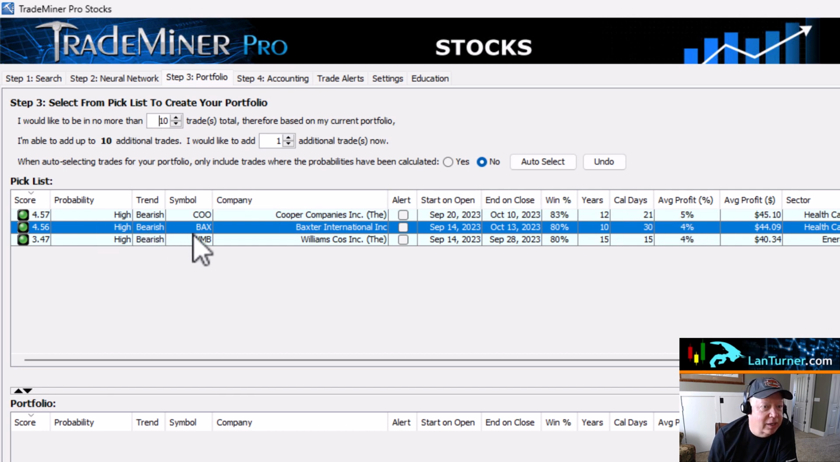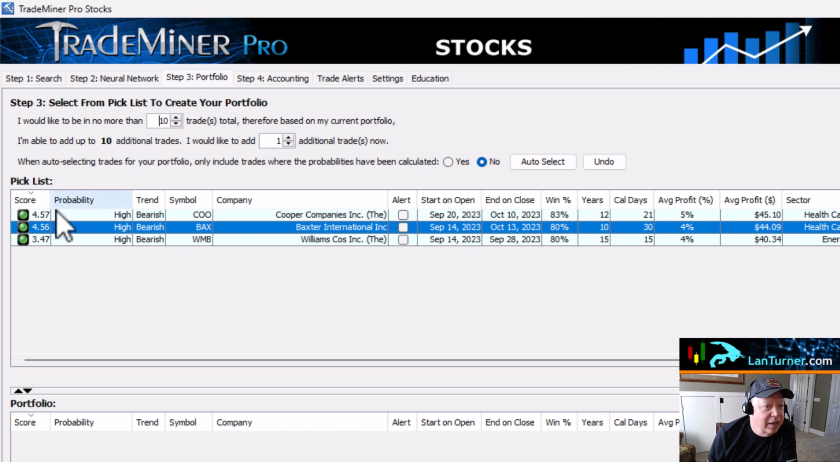The second one is BAX, Baxter International. Baxter International scored a 4.56. Now remember, 5 is the max you can have. And it is bearish. Baxter International starts September 14th and ends on October 13th. 80% of the time over the last 10 years, 30 calendar days, it's returned a 4% return in those 30 days.